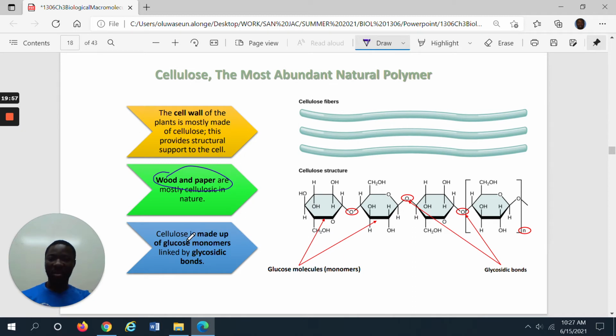Now, cellulose is made up of glucose monomers that are linked by glycosidic bonds. So every time two monomers are joined, there is a glycosidic bond in between them. If you have 4 monomers like you have here, then you're going to have 3 glycosidic bonds in between them. If you have 5 monomers, you're going to have 4 glycosidic bonds. If you have 2 monomers, you're going to have just 1 glycosidic bond.